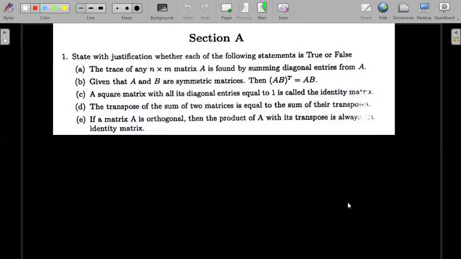This is section A, the first 5 questions. The question is, state with justification whether each of the following statements is true or false. So A: the trace of any n by m matrix A is found by summing the diagonal entries of A. I'll pose this question to you. Do you think this statement is true or is it false?